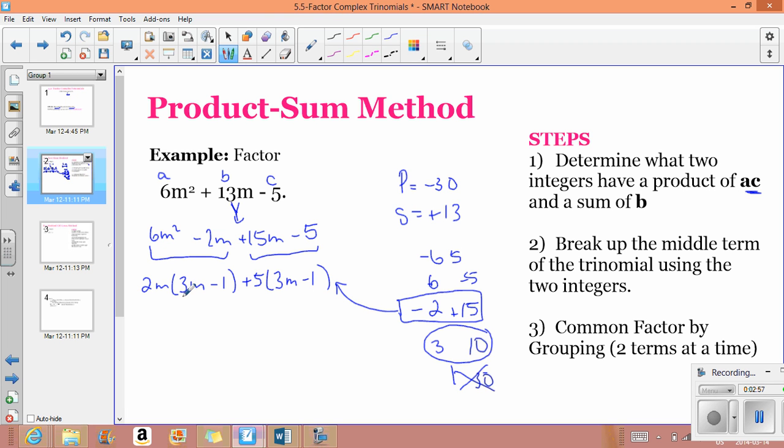Notice now 3m minus 1 is also common. So we can bring that common factor of 3m minus 1 to the front, and you're left with 2m plus 5. So here's a way of breaking down that middle term. This is called decomposition. You break down that middle term, and then you factor by grouping to get to your final answer.